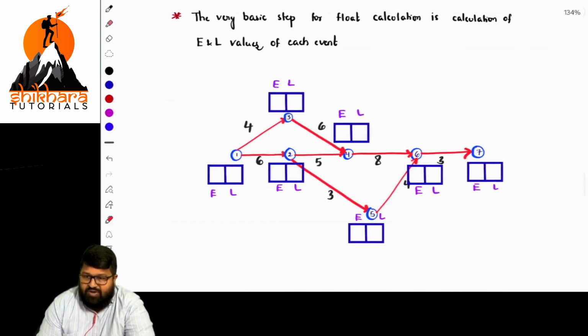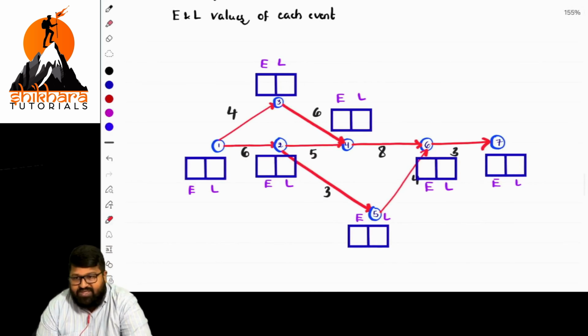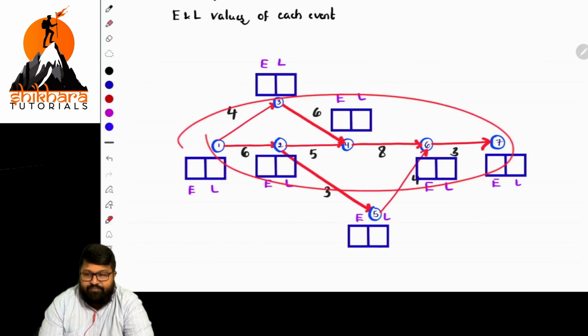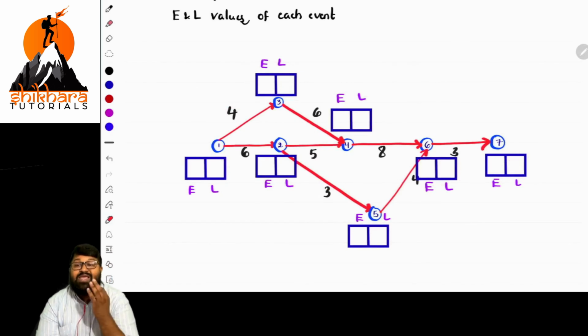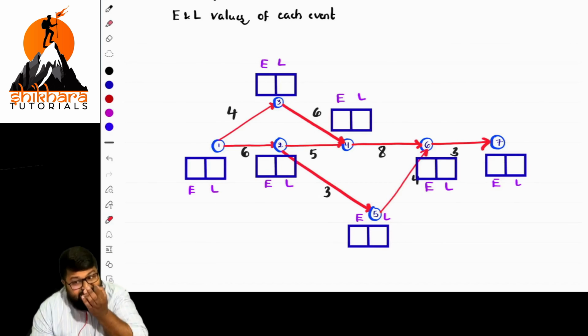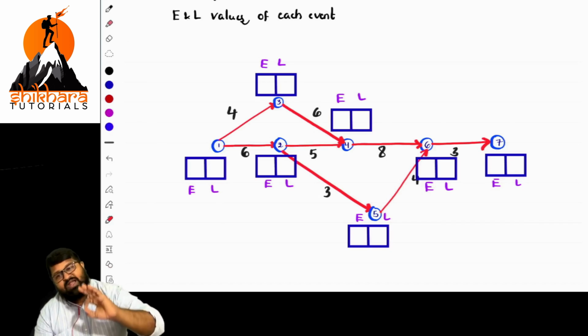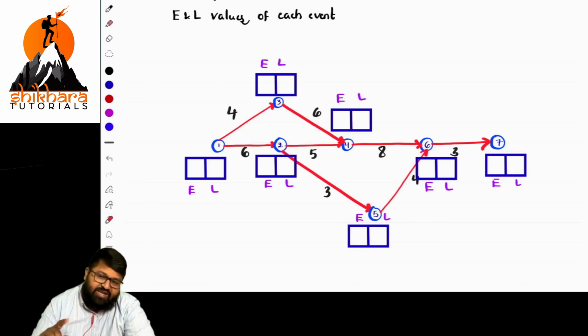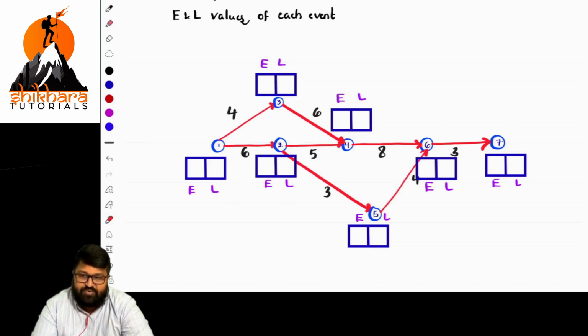For the sake of float calculation, I'm going with this base. First we need to construct the diagram, and then we have to calculate E and L values for each event. For E and L values, there are fundamental rules. Based on those rules, we can go ahead. If it is a regular class, I would explain everything, but this is from an exam-oriented point of view.